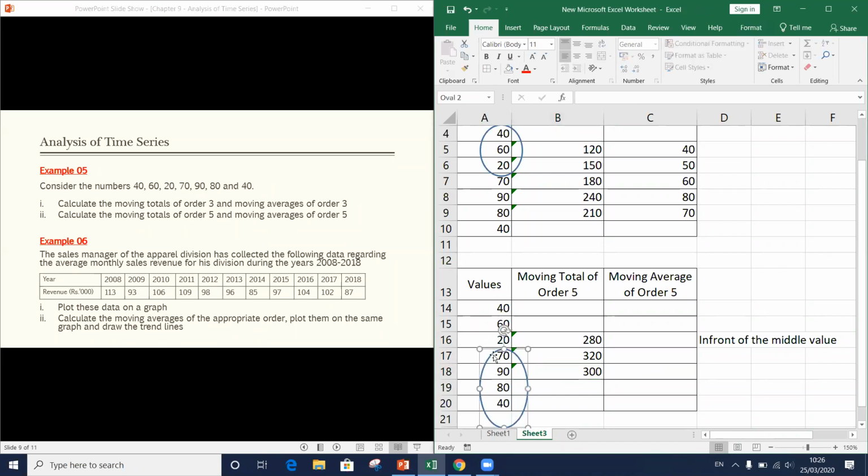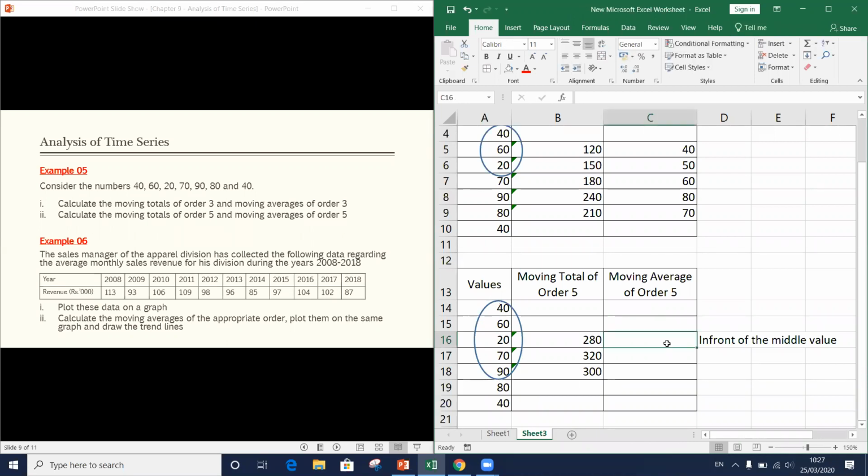Can I move it like this now? If I move it like this, what will happen? One is missing. Yes, exactly. So we need to consider the totals and averages of order 5. If I consider this as my group, what is the order here? There are only 4 elements. We do not want order 4 values. We need to have order 5 values. So we need to stop from here. We can't go beyond, right? So these are the moving totals of order 5.